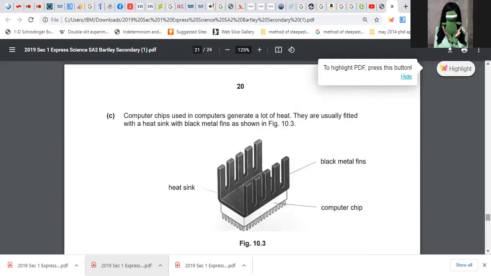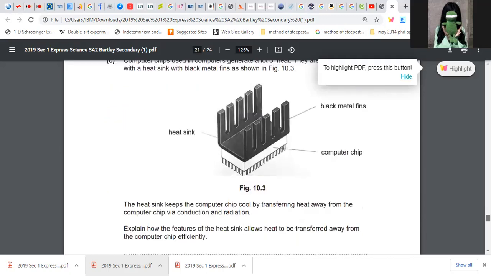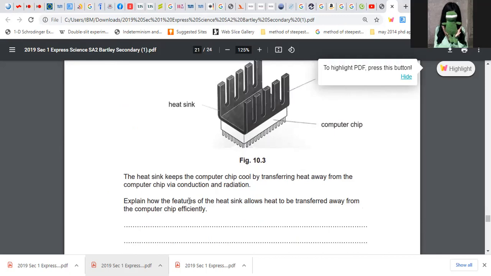Okay, we go through this one first, okay? This one, what's your answer? I wrote the color black absorbs more heat and the arrangement of the fins increases the surface area. Good. Why do you say absorb more heat then? They say transfer away then. Okay, correct. This is a heat sink. Absorb more heat, yeah, correct.